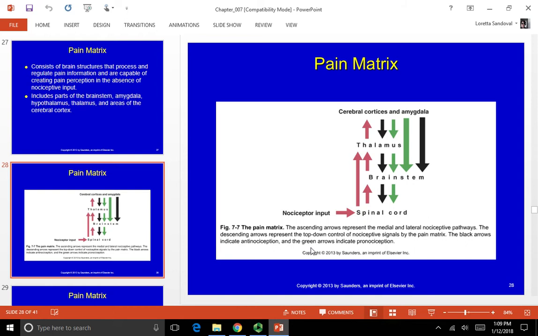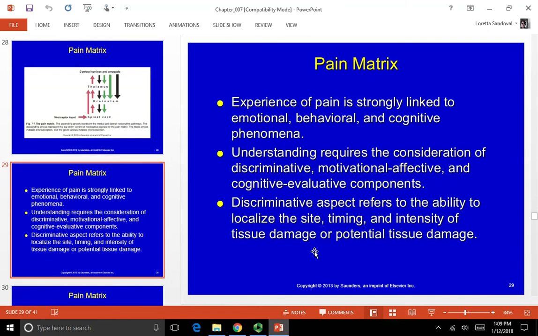I don't expect you to memorize this chart, but obviously there's a lot of input. And so you can have nociceptor input that causes pain. You can have nociceptor input without pain. You can have pain without nociceptive input. There's lots of different combinations, and it's controlled by the pain matrix in the brain. So, as I said before, the experience of pain is strongly linked to emotional, behavioral, cognitive, and genetic phenomenon. There's a difference in functional MRI studies of how men and women perceive pain.